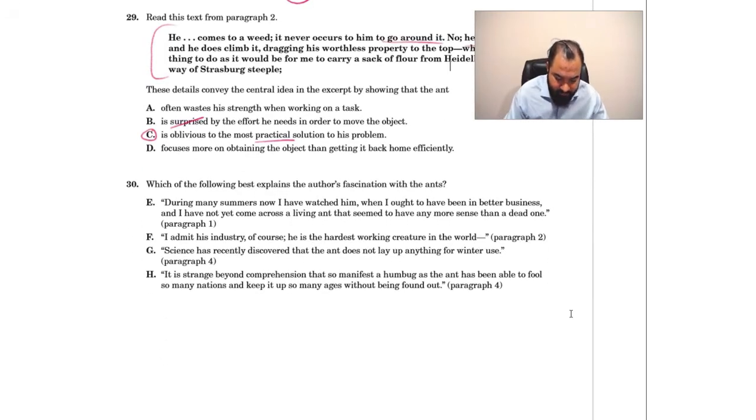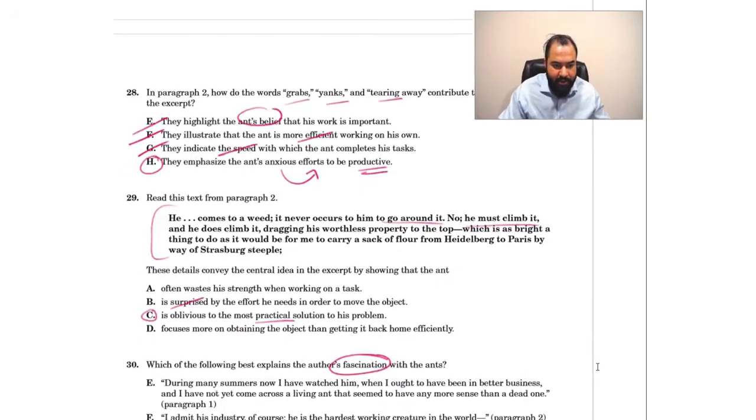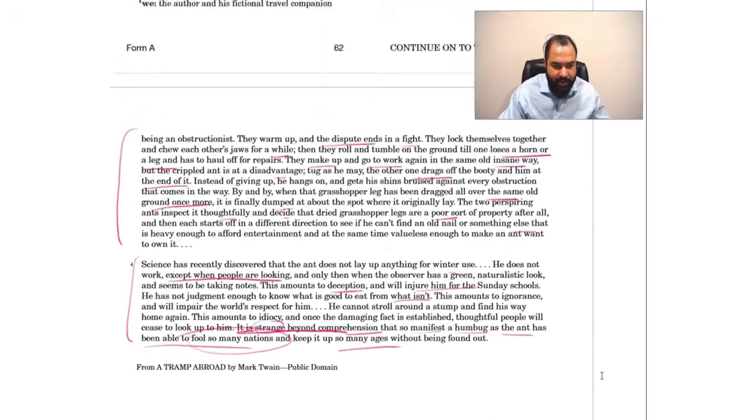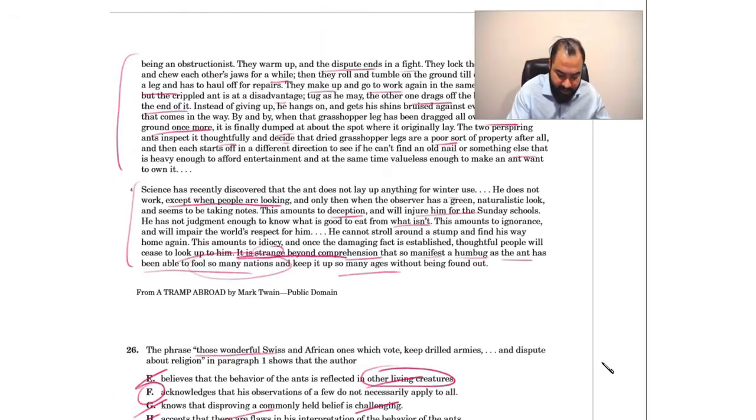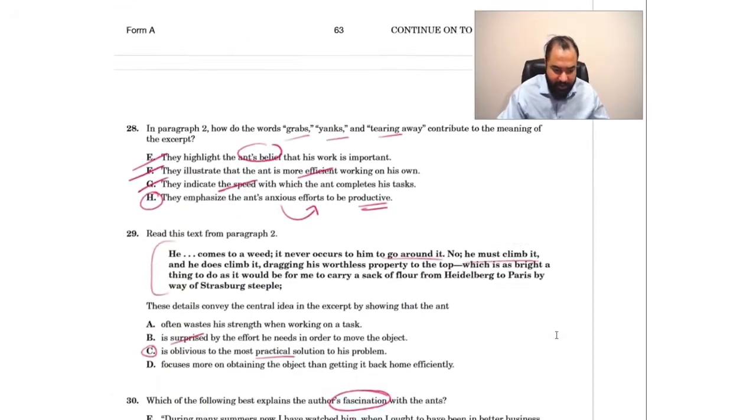30 says, which of the following best explains the author's fascination? Remember, such a humbug, how he was fascinated by it. The last line, I think, here: it is strange beyond comprehension that so manifest a humbug as the ant has been able to fool so many nations. So that shows how he was.